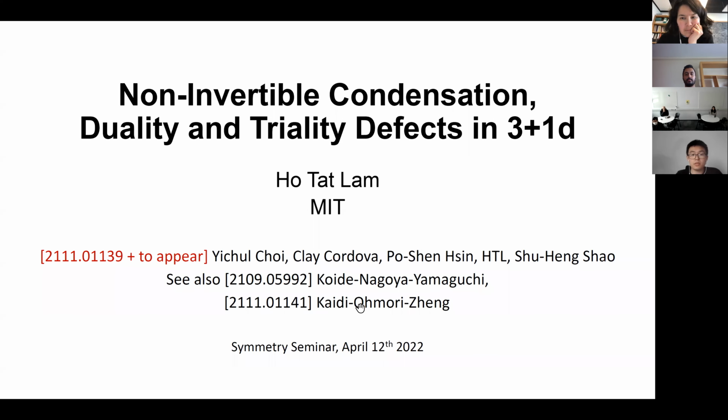So I understand that Justin has already talked about condensation and duality defects as discussed in this paper. So in my talk, I will try to discuss condensation and duality defects from a slightly different perspective than that covered in this paper. And then in the second half of the talk, I will focus more on the triality defects, which will be the main topic of the upcoming paper. So after all this, let me start.